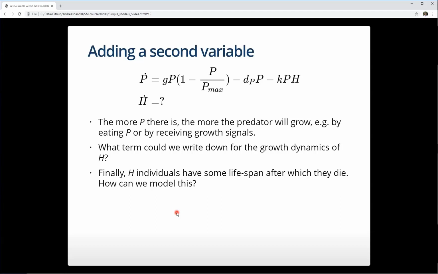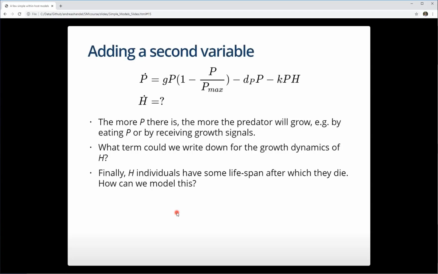So if we want to say that the more P there is, the more the predator will grow, how could we put that in a growth term? And then the same, if we want to have H a certain lifespan and then die, how would we model the death term? Any suggestions for the question mark for the H equation?